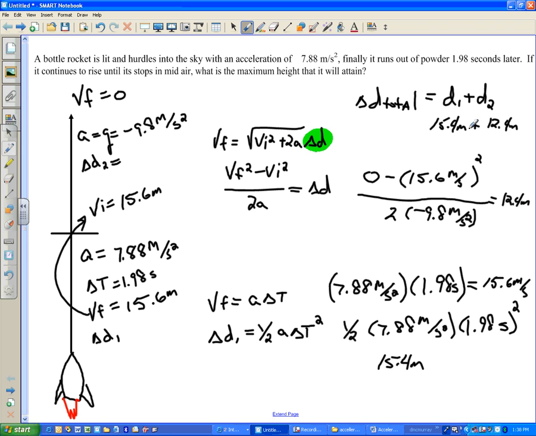Add those 2 things together and you've found the ultimate height that the rocket reaches.